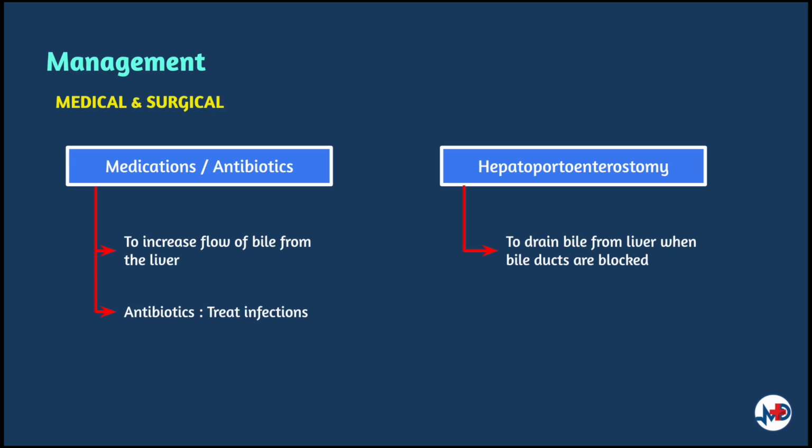Treatment can be further divided into medical and surgical therapy. For medical therapy, we'll focus on medications that help increase flow of bile from the liver, as well as antibiotics that help in treating infections. Secondly, we want to look at surgical interventions that can help drain bile from the liver when the bile ducts are blocked, and this is what we call hepatoportoenterostomy.